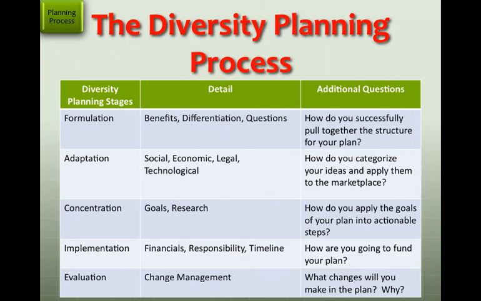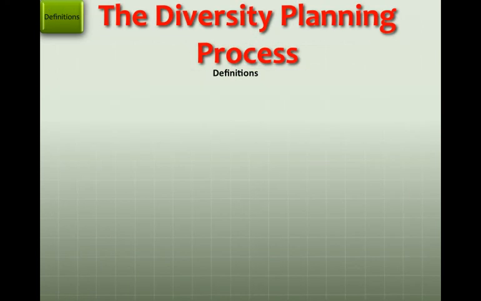On the concentration planning stage side of the equation, the detail is looking at goals and research. And one of the additional questions we might ask is, how do we apply the goals to our diversity plan into actionable steps or implementable steps? In the implementation planning stage, the detail looks at finances, responsibility, and the timeline. So an additional question might be, how are you going to fund your diversity plan and its programs? And then in the evaluation stage, we look at the detail of change management. So a question here from a diversity standpoint is, what changes will you make in the plan and why? What will they be based upon?